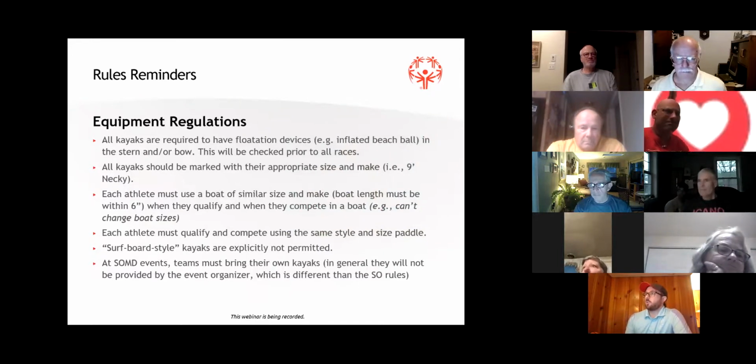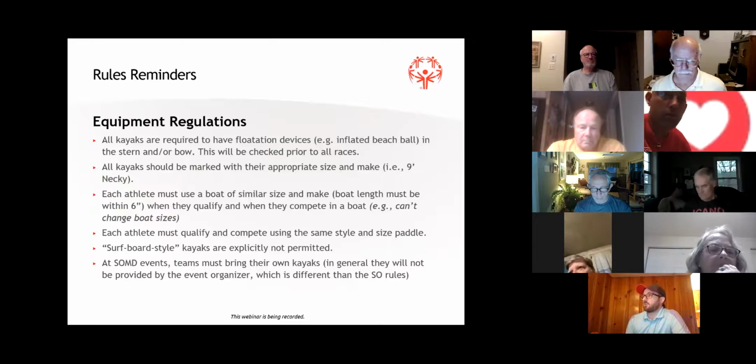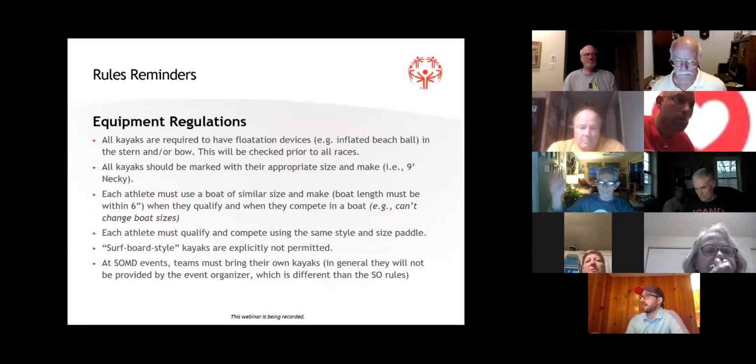Equipment regulations, we've gone through this, talks about the kayaks. Again, that they're marked with their appropriate size. Most kayaks are somewhere... Yes, Mr. Jang.